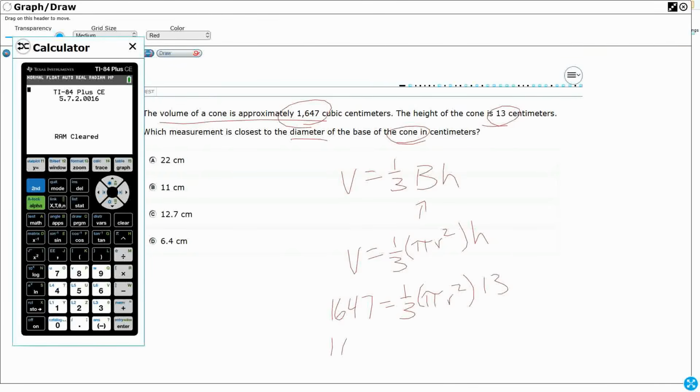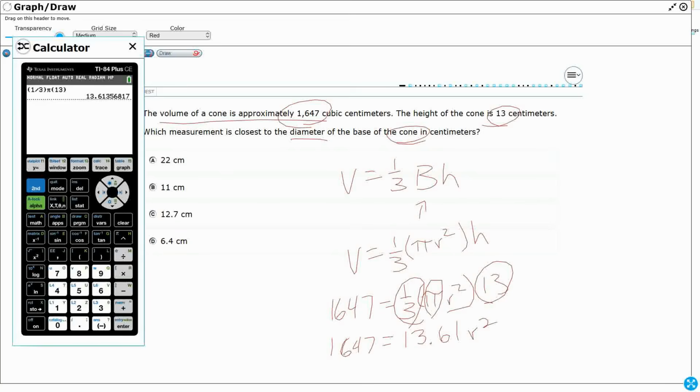So 1647 equals, I want to do 1/3. I want to multiply that by pi, and then I want to multiply that by 13. Okay, so what I'm going to do is take care of this, this, and this. And what do I have? 13.61 approximately. What I haven't touched is the r squared.